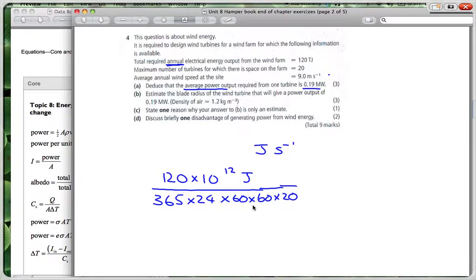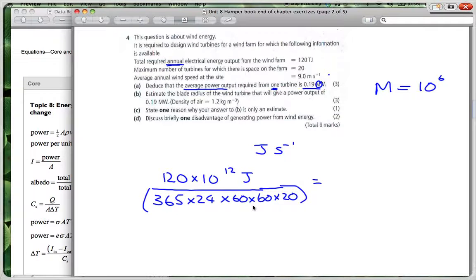It says over here, deduce that the average power received from one turbine is 0.19 MW. Now remember, M is for mega, that is 10 to the 6. You can see it on the same page that I showed you before. So let's do this calculation. When you do this division, you must make sure that you have that in brackets, so that it divides into the 120 times 10 to the 12, not just the 10 to the 12.